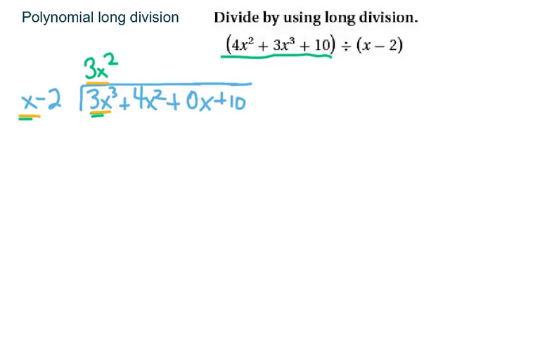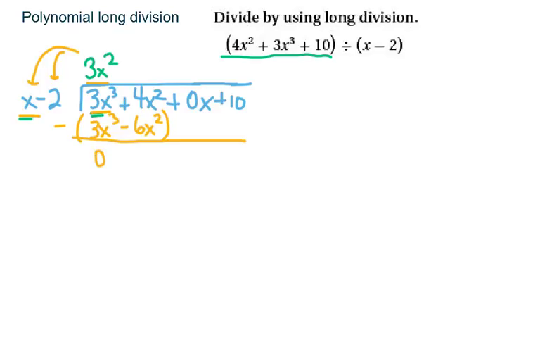Now I'm going to multiply 3x squared, distributing to the x and the negative 2. So 3x squared times x is 3x cubed. That's what I wanted. And then minus 6x squared. I'm distributing it to both the x and the negative 2. Now I'm going to put parentheses around this and subtract it. That part's a little bit confusing, but I want to subtract it. So 3x cubed minus 3x cubed is 0.